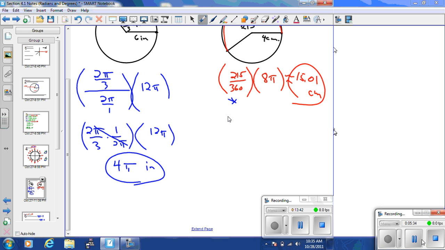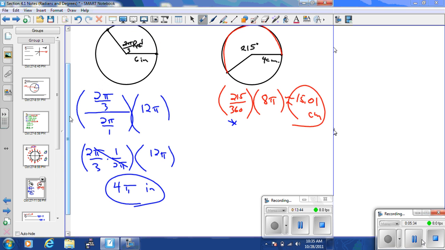Now I want to point out that that could have been found by just multiplying the angle in radians times the radius. That's our shortcut for how to find arc length when we're dealing with radians. So had I done 2 pi over 3, the radian measure, times 6, 3 goes into 6 2 times. 2 times 2 is 4. I would have gone directly to my arc length. That's how you're going to want to do that.